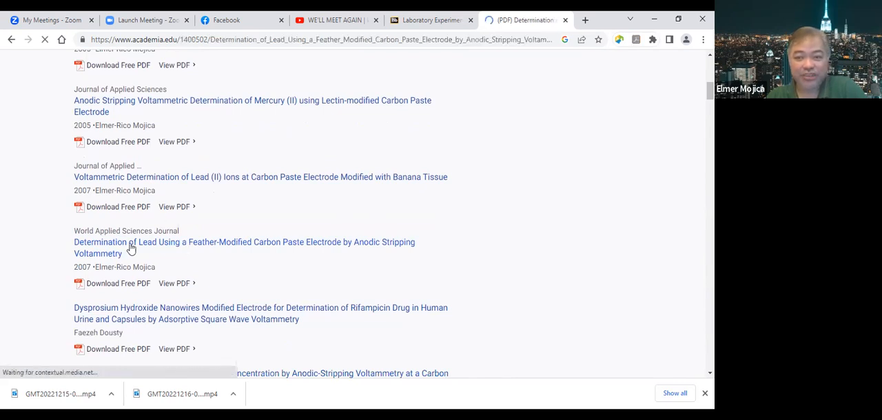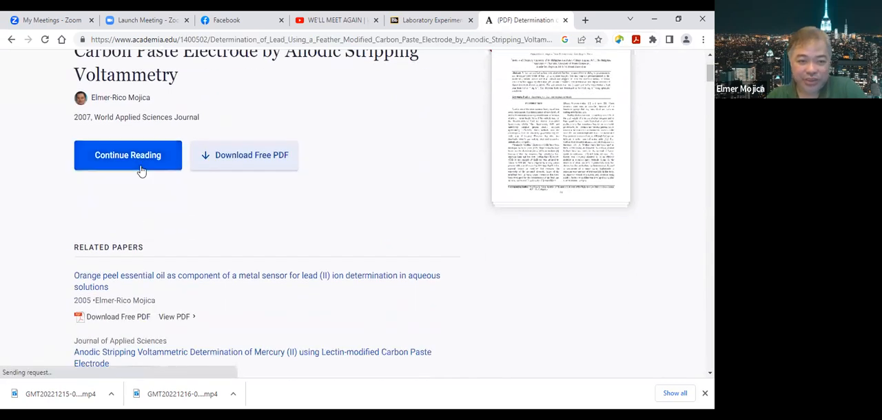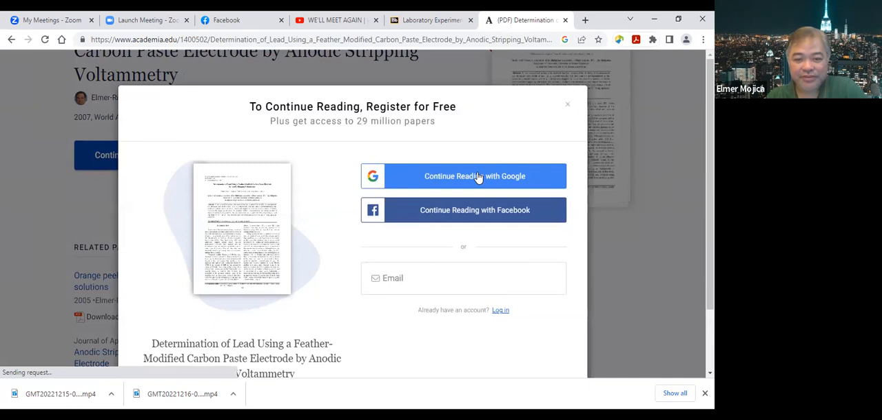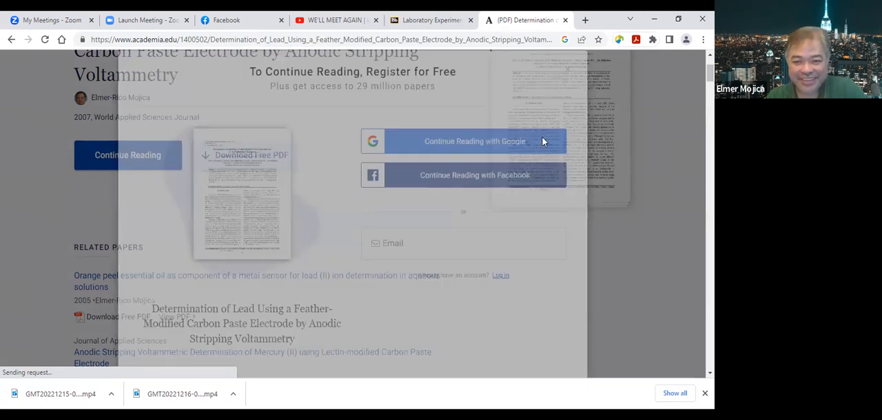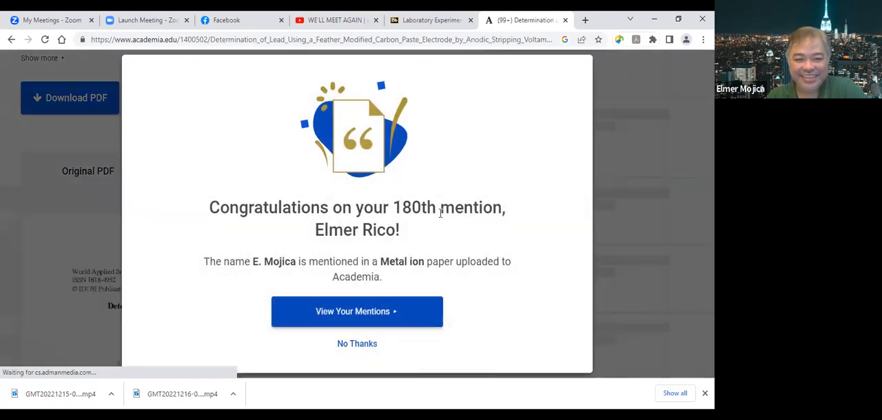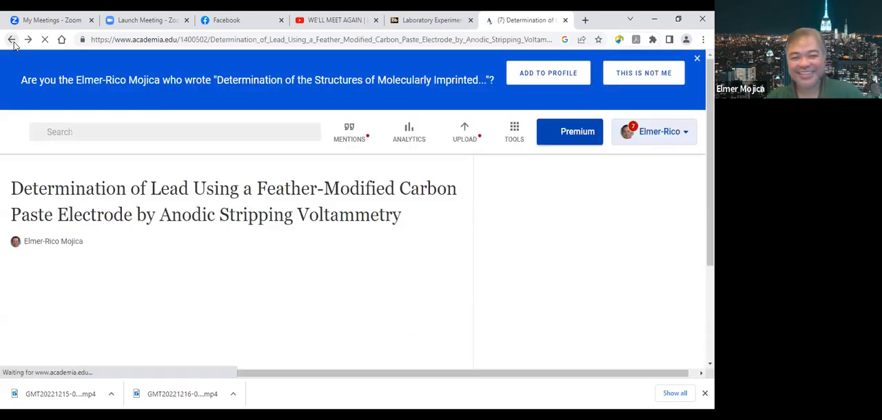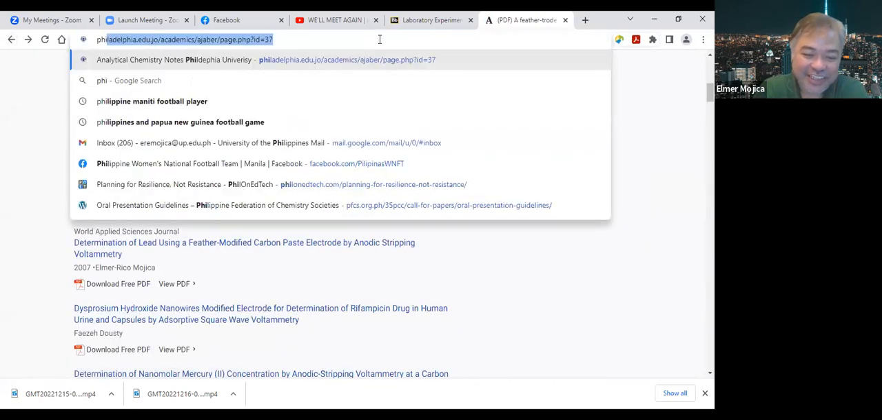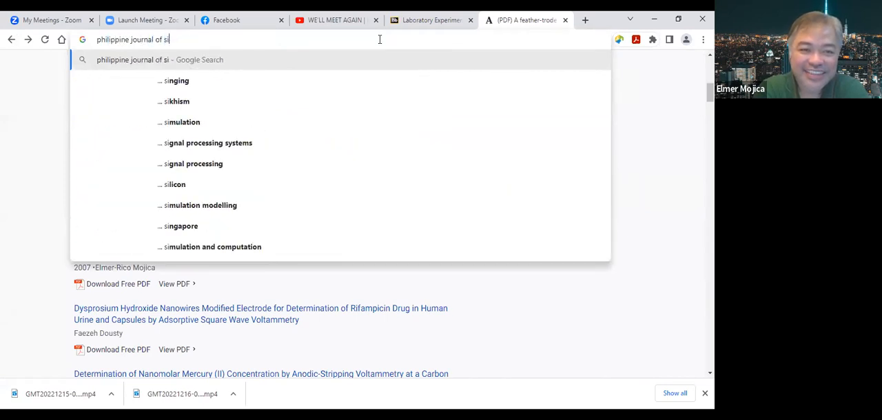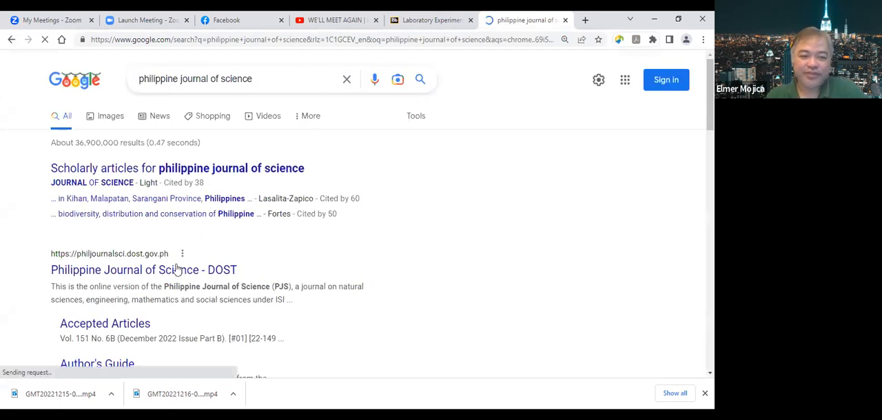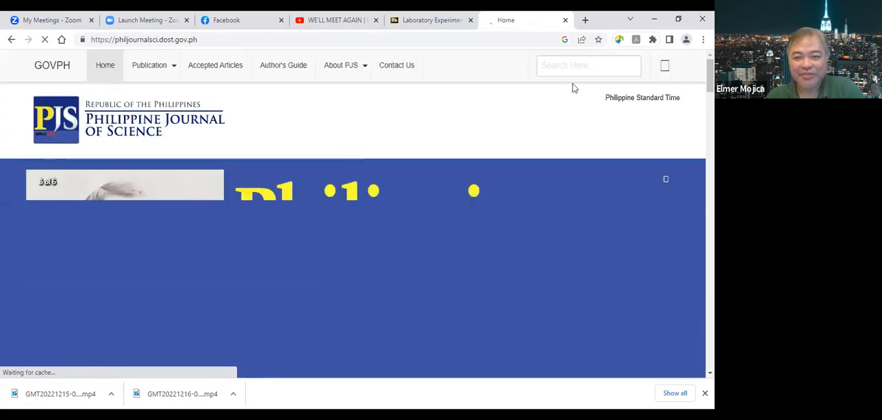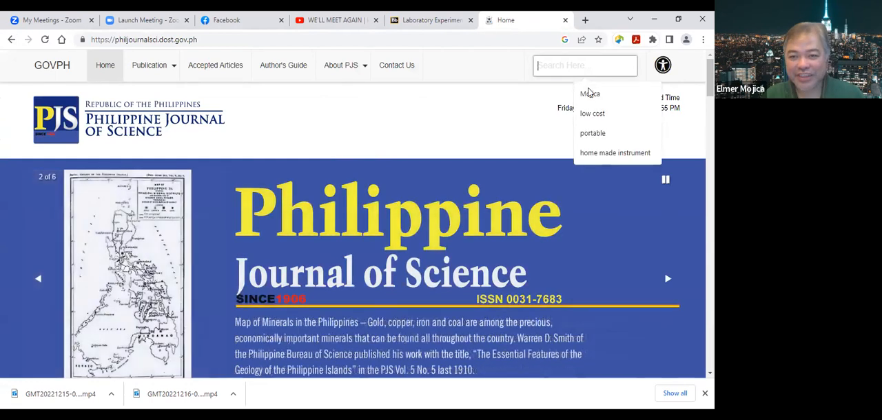Okay, let's see if it's open. If it's open, then I just want to see it. Yung sarili kong paper, kailangan ako pang i-download. Ano ba naman yan? No, I think I know where I can find that. Philippine Journal of Science. So, punta kayo dyan sa Philippine Journal of Science. Tapos, mag-search kayo. Search nyo si Mojica.